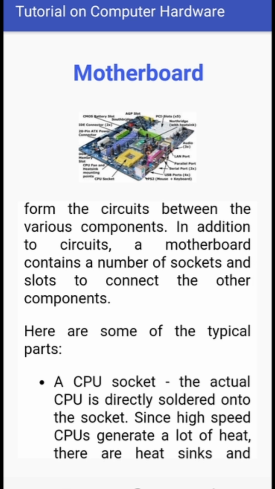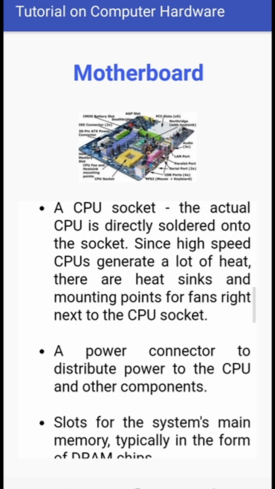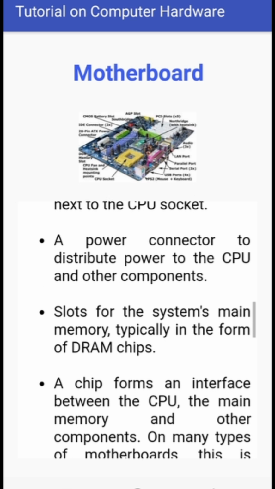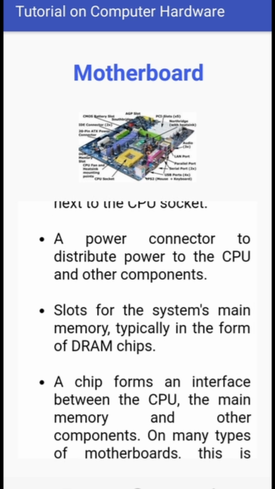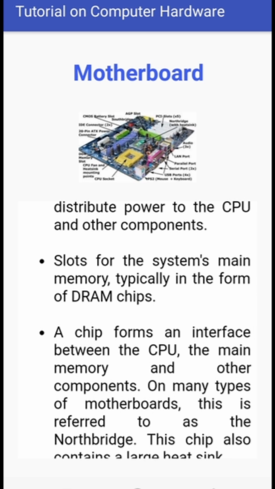Here are some of the typical parts. A CPU socket. The actual CPU is directly soldered onto the socket. Since high-speed CPUs generate a lot of heat, there are heat sinks and mounting points for fans right next to the CPU socket. A power connector to distribute power to the CPU and other components. Slots for the system's main memory, typically in the form of DRAM chips.